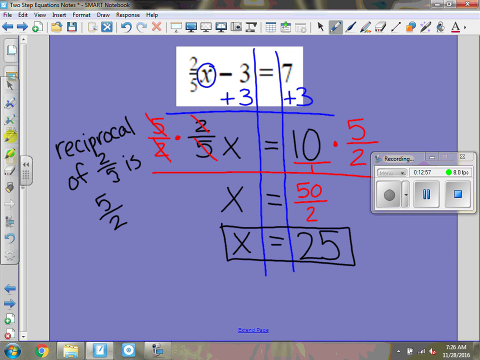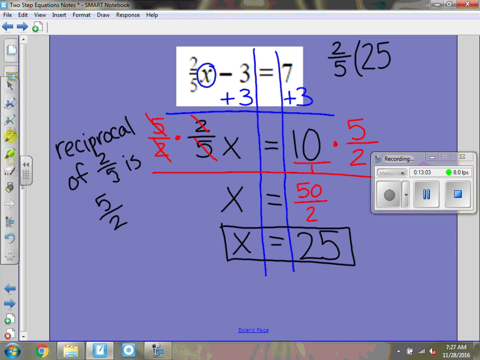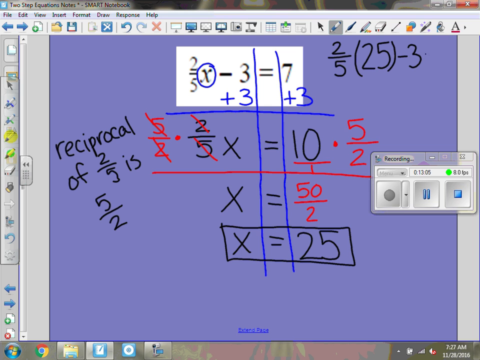So now I'm going to go back, make sure that it works. I'm going to put 2/5 and then 25 in for x. And I should get 7 when I solve this out. Well, just like we did with the 10, I'm going to put a 1 on the bottom of that 25. 2 times 25 is 50. 5 times 1 is 5. 50 divided by 5 is 10, minus 3 equals 7. So I have a good solution here.